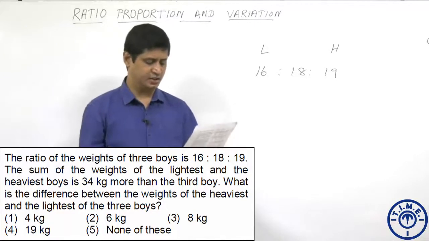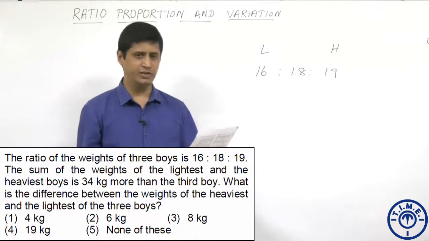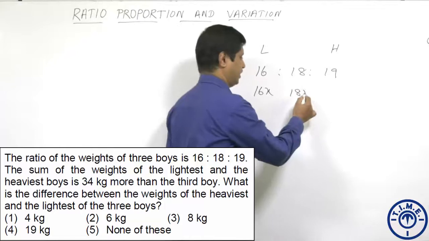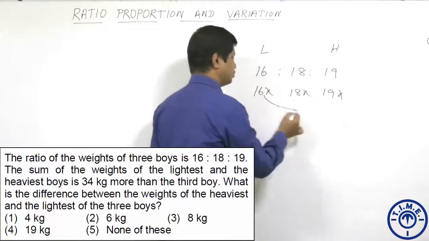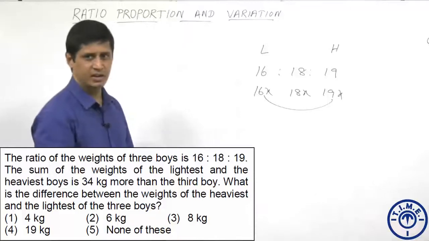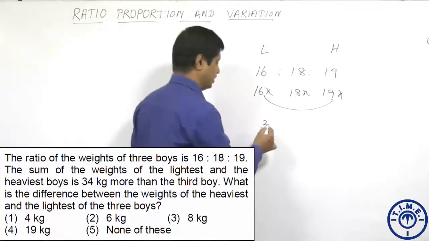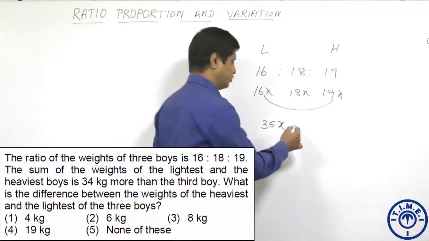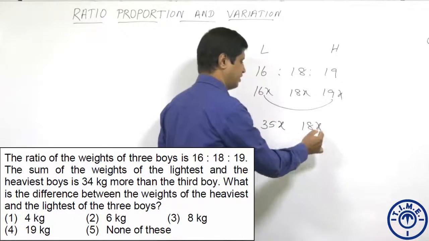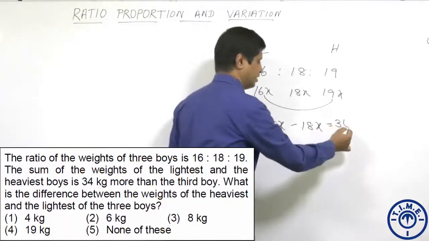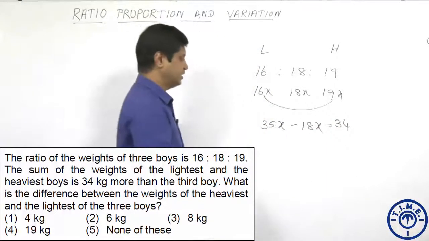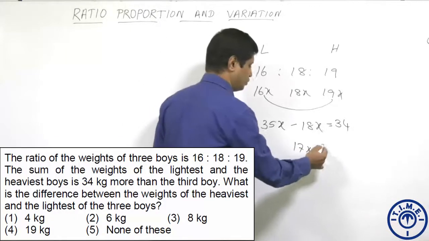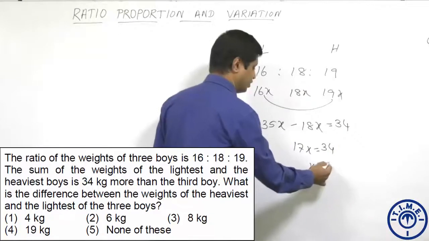Now what is the condition here? The sum of the lightest and the heaviest boys is more than the third boy. Now what are the values here? 16x, 18x, 19x. The sum of these two values, 16x and 19x, is 35x. It is more than the third boy. What is the third boy's value? It is 18x. The difference in these two is 34 kgs. Now on solving this, 17x is equal to 34. The value of x is equal to 2.